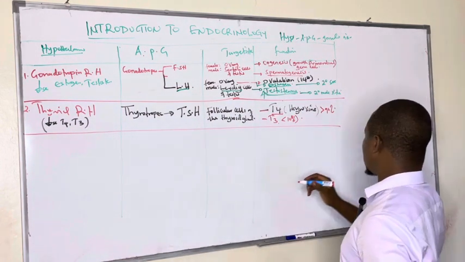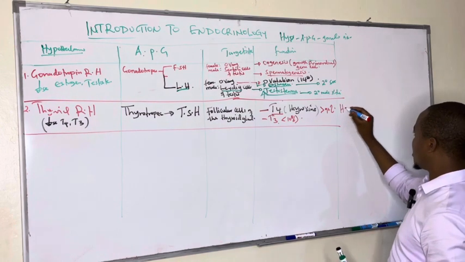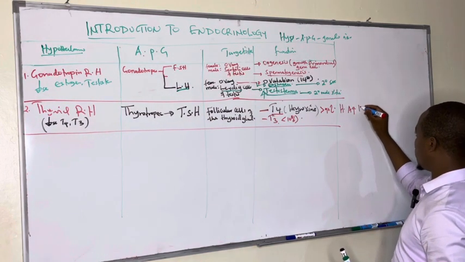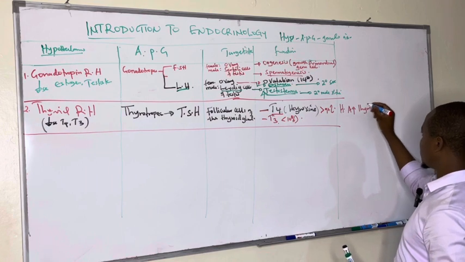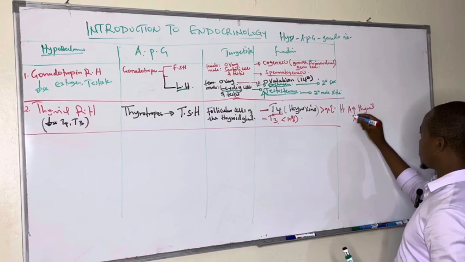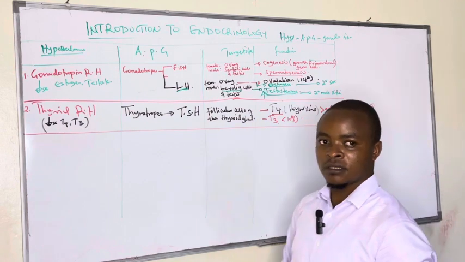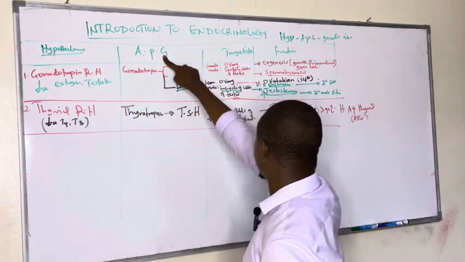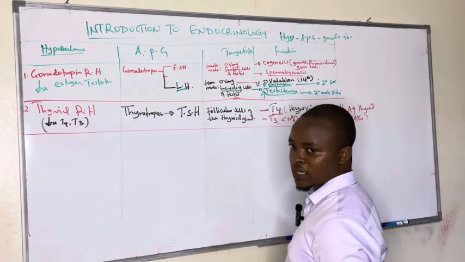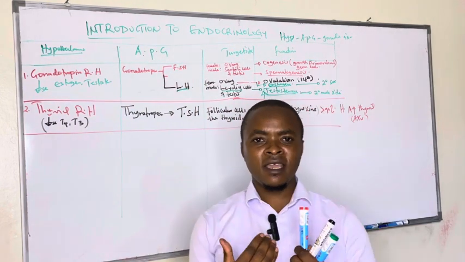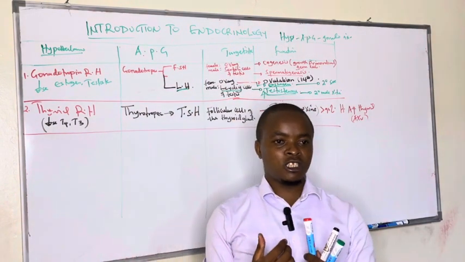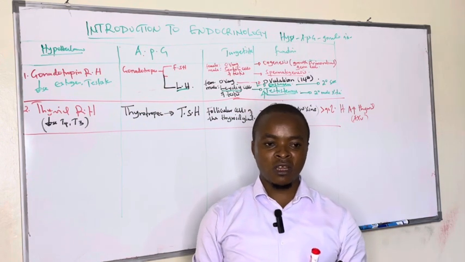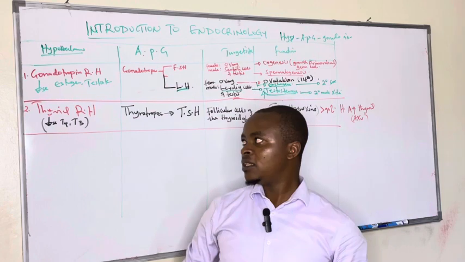And this axis is known as the hypothalamic anterior pituitary thyroid axis. So whenever in the exams you are asked to describe the hypothalamic anterior pituitary thyroid axis, this is what you tell us.